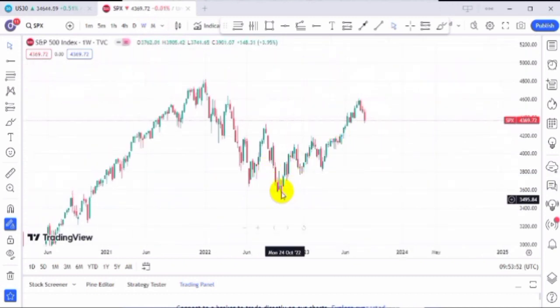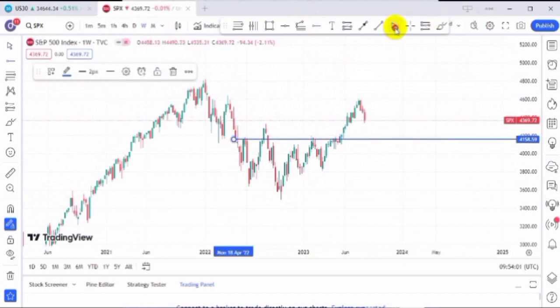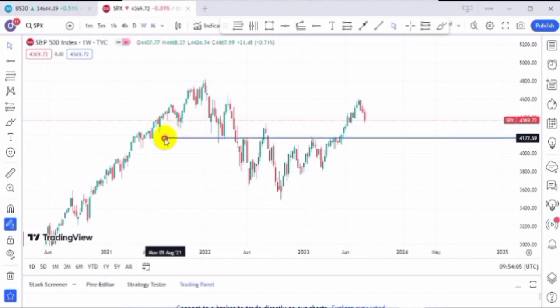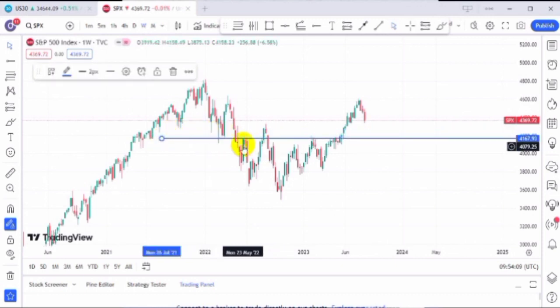So we can see a head, a left shoulder, and a right shoulder, and I'm seeing a neckline around this region. Let me draw it. If you backdate it, you can see the market respected this area, respected this area, and respected this area. And this is the head, the left shoulder, and the right shoulder. And we're able to break clearly the neckline of the head and shoulder.